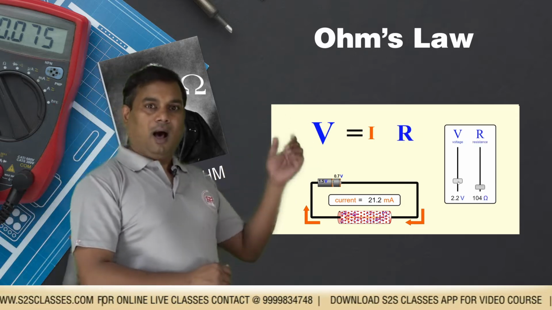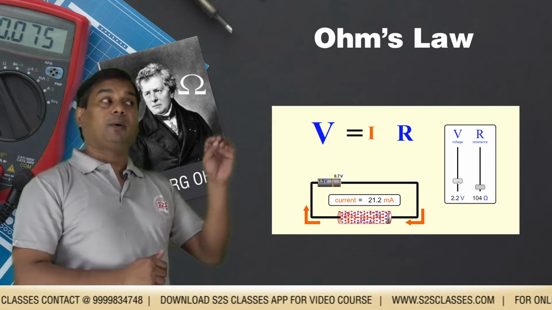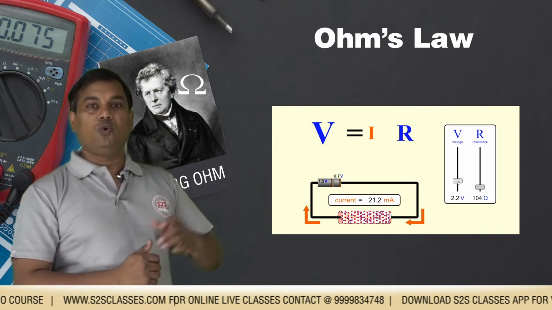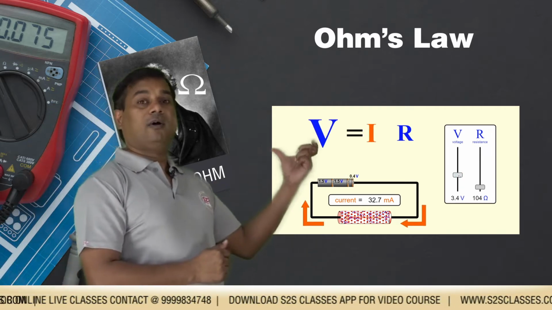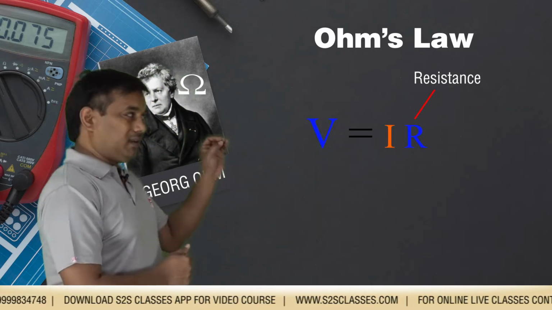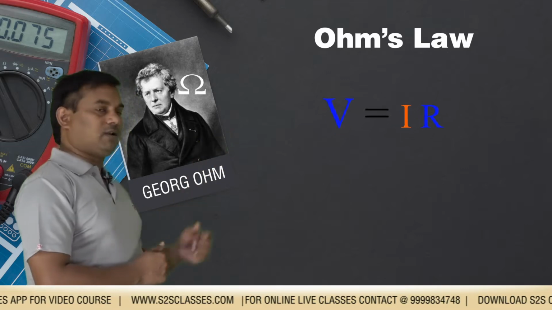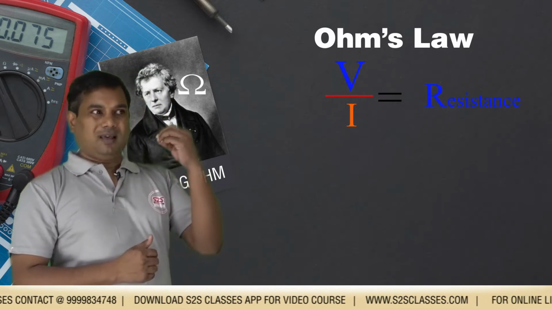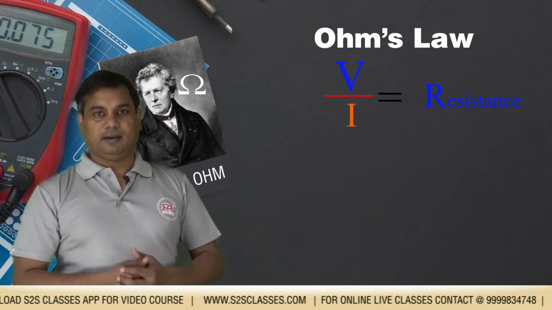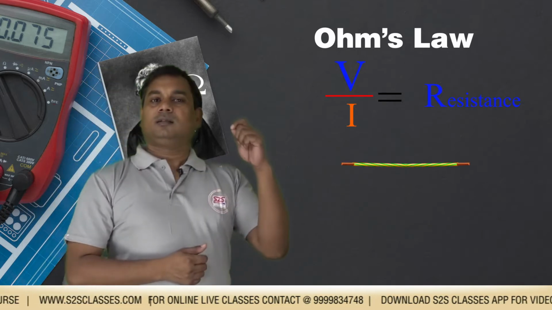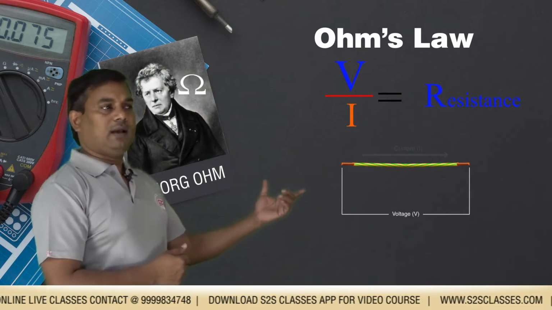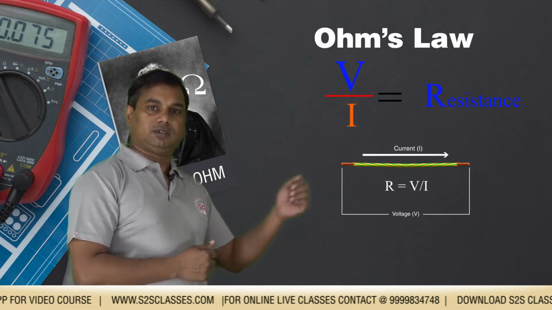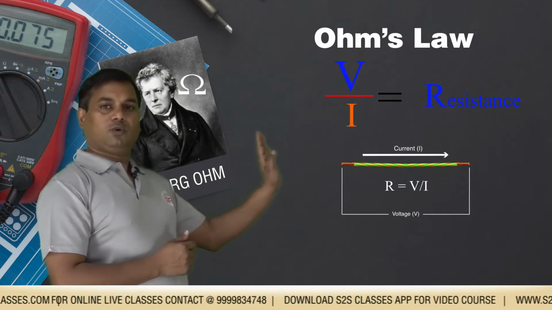Now what is R? R is here a constant, a proportional constant. This proportional constant is given the name of resistance. And when we write the formula for R from this equation, we can write R is equal to V upon I. So if a question is asked to you, what do you mean by resistance? You can say that the resistance of any wire is defined as the ratio of voltage across it to the current passing through it. Okay? So R is equal to V upon I.